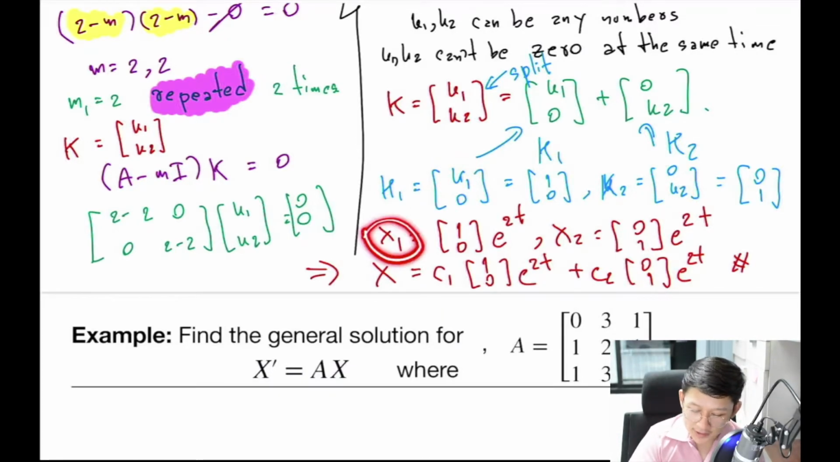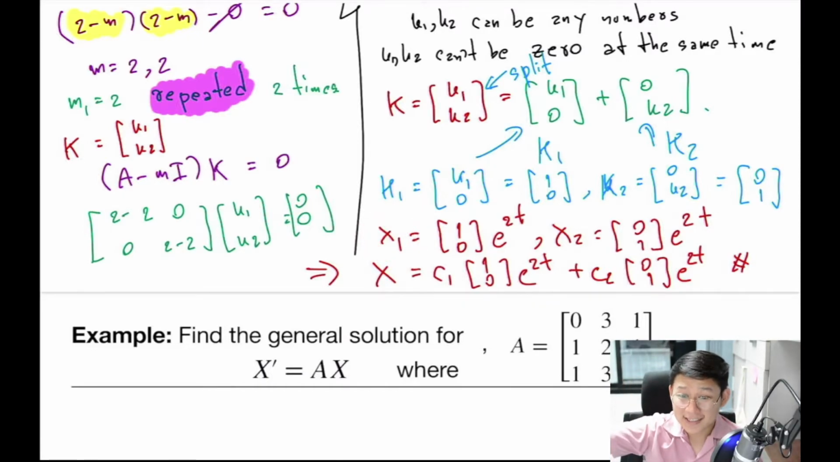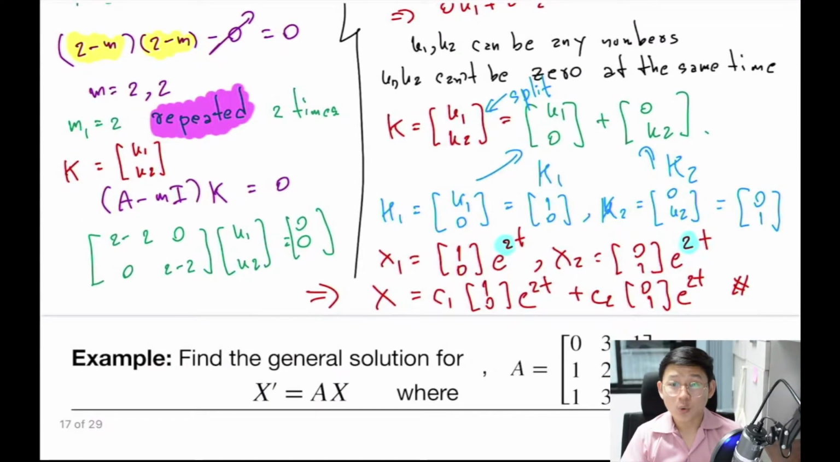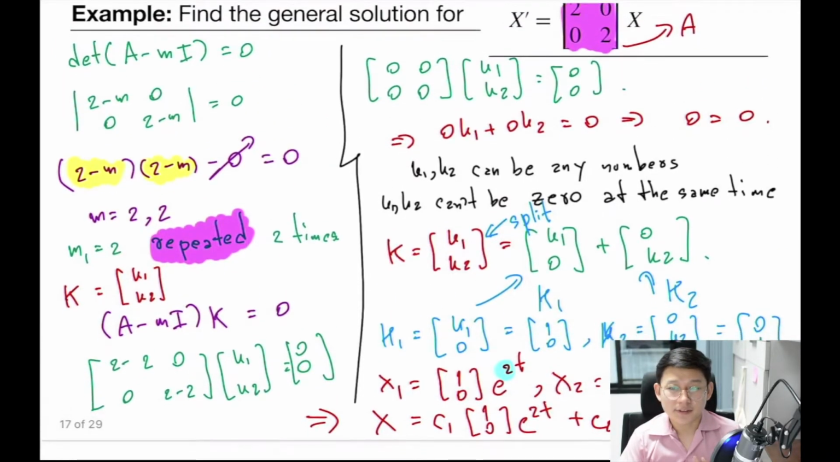And then you obtain x1, which is k1 e to the m1t, and x2, which is k2 e to the m1t, right? They are the same m. Don't forget, guys, we have only one m here right now. And the general solution x is just the linear combination of those, which is c1 (1,0) e to the 2t plus c2 (0,1) e to the 2t. And that's it. It's quite simple, isn't it? This is the first case where one m gives many k's, and here is the first example.